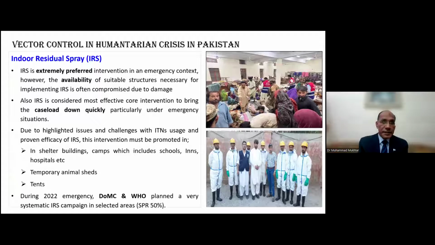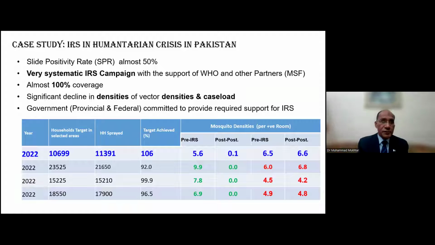Next, please. And this is the classic example of the use of IRS in the country to bring down the caseload very quickly. Here the slide positivity rate was more than 50% in some areas. A very systematic IRS campaign with the support of WHO and other partners, MSF. 100% of the target area was protected through IRS. There was a significant decline in the vector density as well as the caseload.